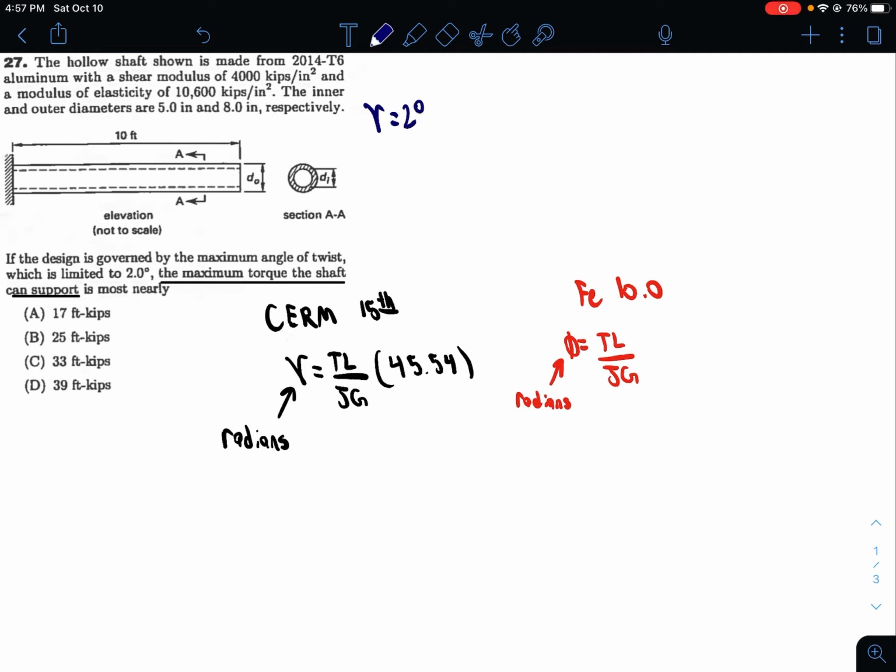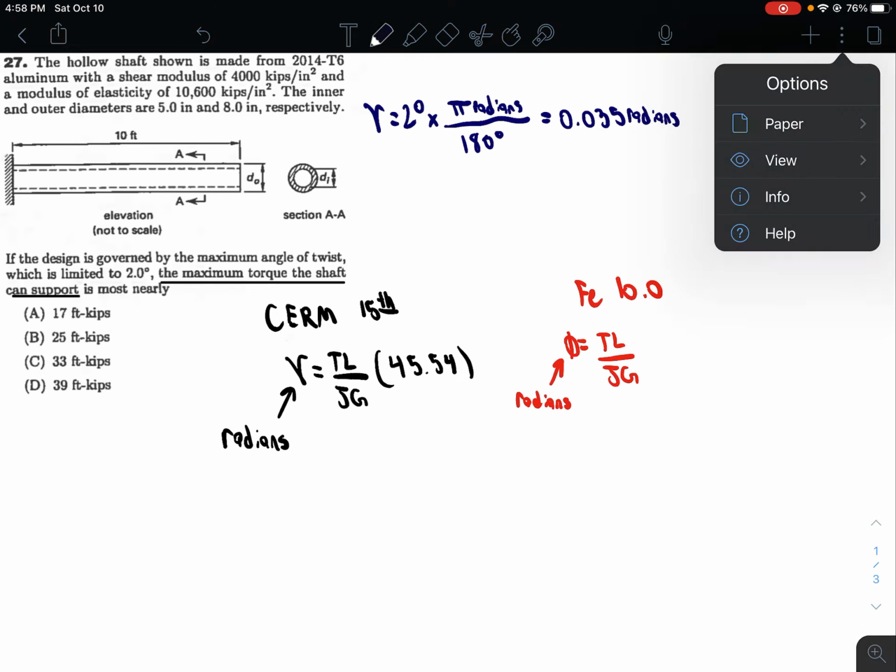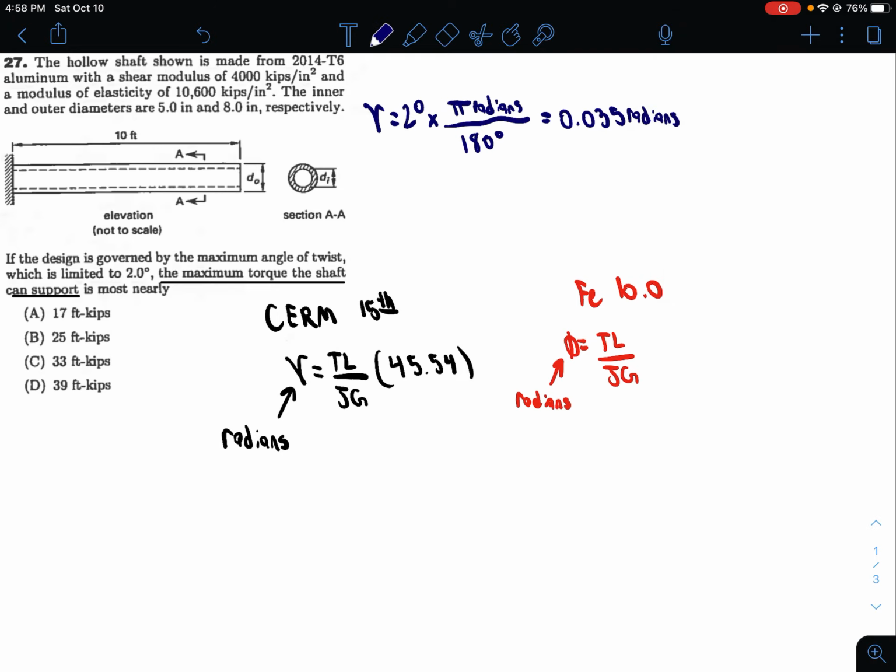Now I'm going to convert that, times it by pi radians over 180 degrees. And when I do that, I get 0.035 radians. Okay, so we got one of them. Now let's look at our L. So we have L is 10 feet.